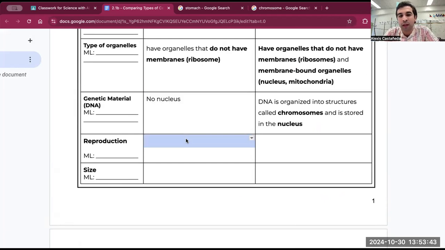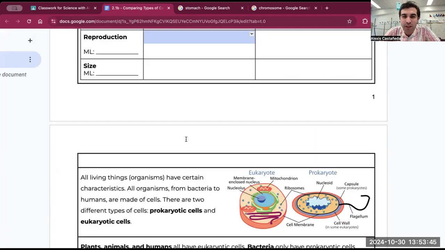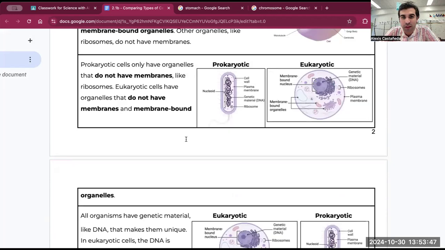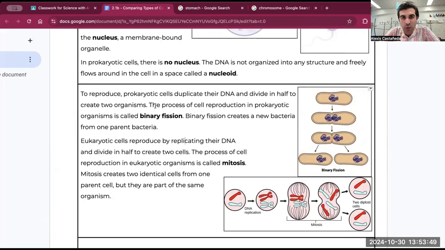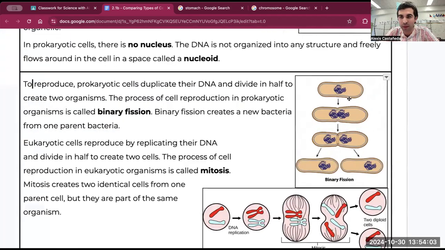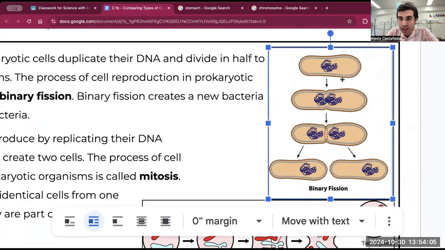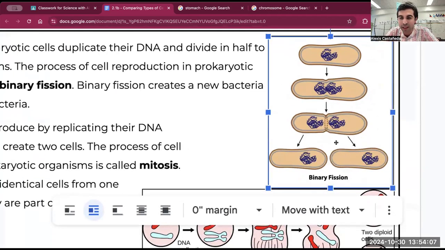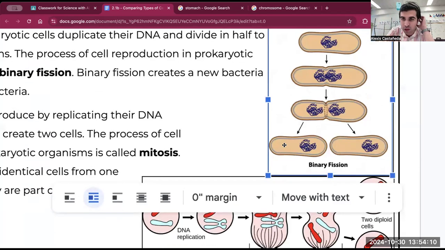Okay. Reproduction. How do these cells duplicate? How do these cells make copies of each other? To reproduce, prokaryotic cells duplicate their DNA and divide in half to create two organisms. The process of cell reproduction in prokaryotic organisms is called binary fission. Binary fission creates two bacteria from one parent bacteria. Here we have a parent bacteria. It duplicates its DNA, makes two copies, and then it literally cuts itself in half and makes two new bacteria.